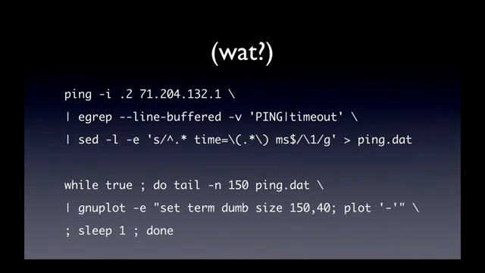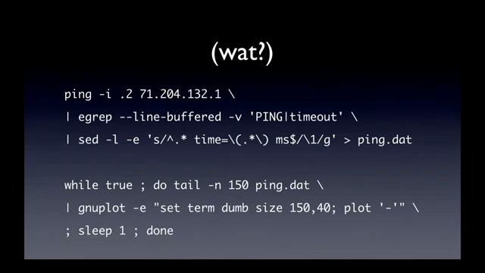So in case you're wondering where that fancy graph came from, I made it with GNU plot. I'm sending a ping every 0.2 seconds to my default gateway, and then I'm filtering out lines that have the word ping in them, which is the first line that's emitted, and any ping timeouts as well. Then I'm running that through sed to extract just the numerical latency value, which is after the time equals string, and I'm putting that into a file called ping.dat. And then in another terminal window, I'm looping over that file and pulling off the last 150 lines and passing that to GNU plot.